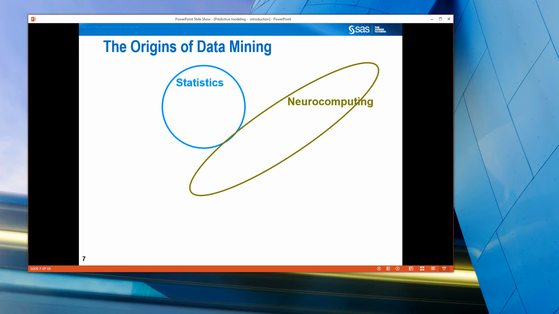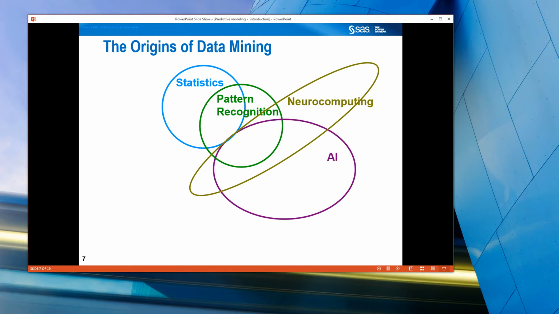data mining. Neurocomputing is being able to model the way natural systems like neuron systems work, model them in a computing environment and abstract it, and so there are techniques called neurocomputing techniques. There is not much overlap between neurocomputing and statistics, but there is this area called pattern recognition, which uses both statistical techniques and neurocomputing techniques for doing things.